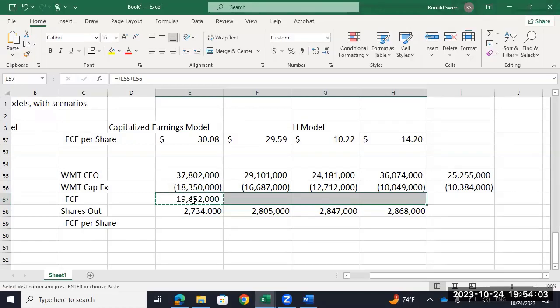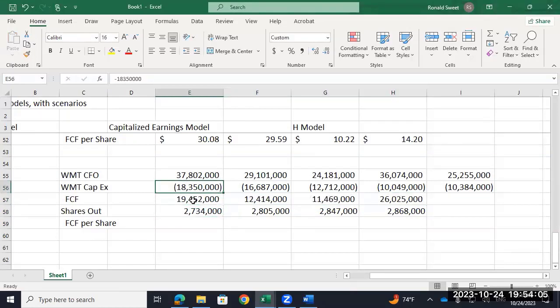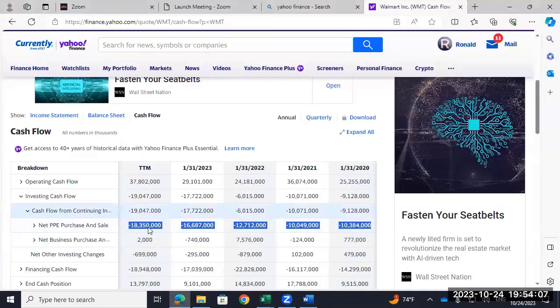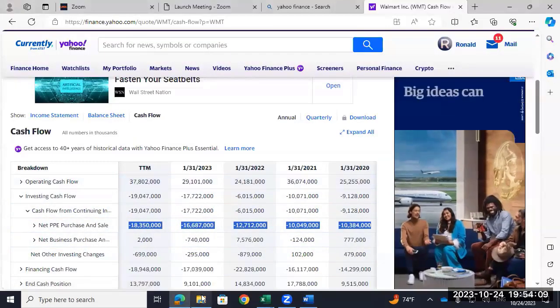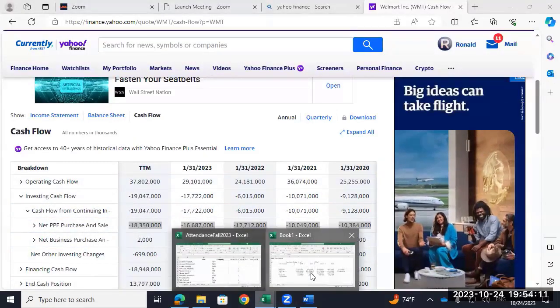I think I'm gonna go, which column is it in? I'm in 37. I don't want. Okay.